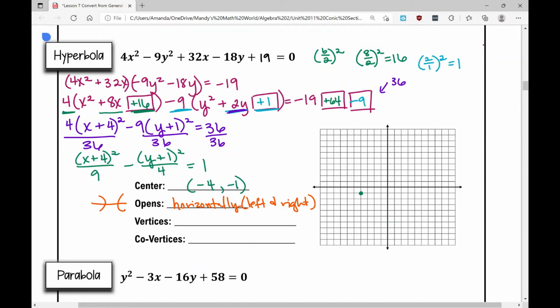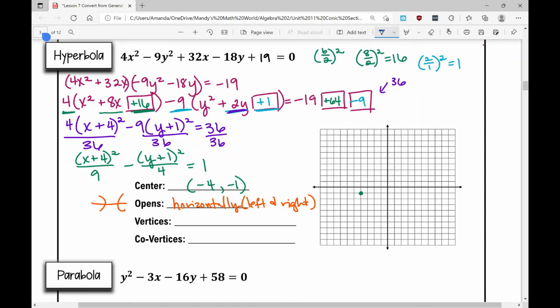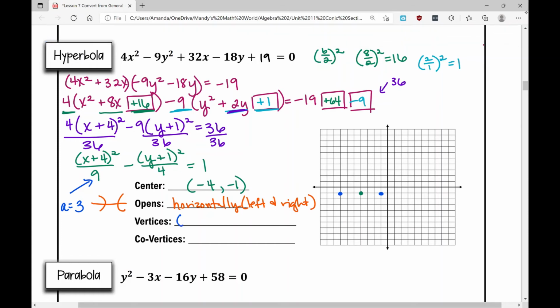Okay, so now I know that the vertices are found from the values of a, and a is always under the positive term, which means this right here will tell me where my vertices are. So if this is 9, that means the a value is going to be the square root of 9, which is 3. Which means from that center point for this hyperbola, I'm going to go out 1, 2, 3 in both directions. Those are my vertices. What are those points? Negative 1, negative 1, and negative 7, negative 1.